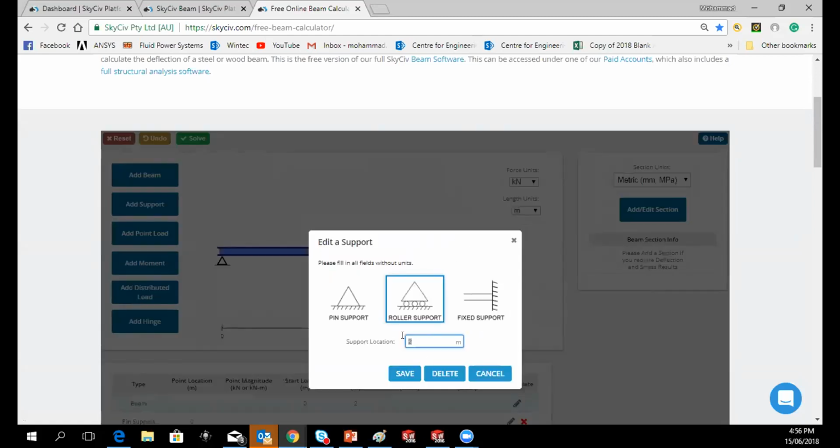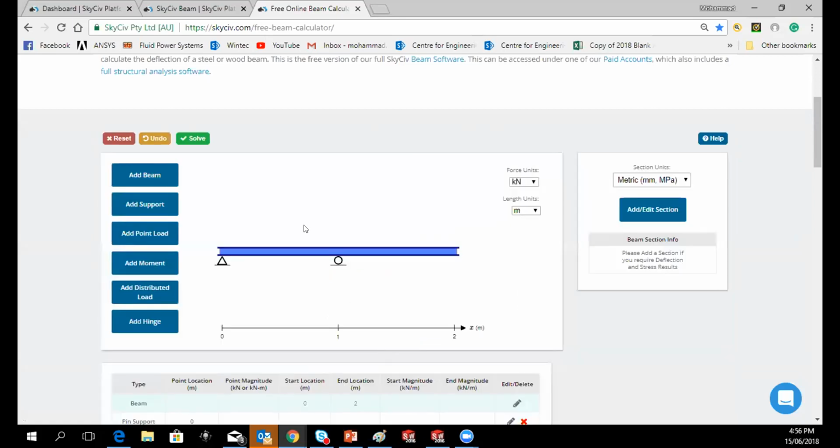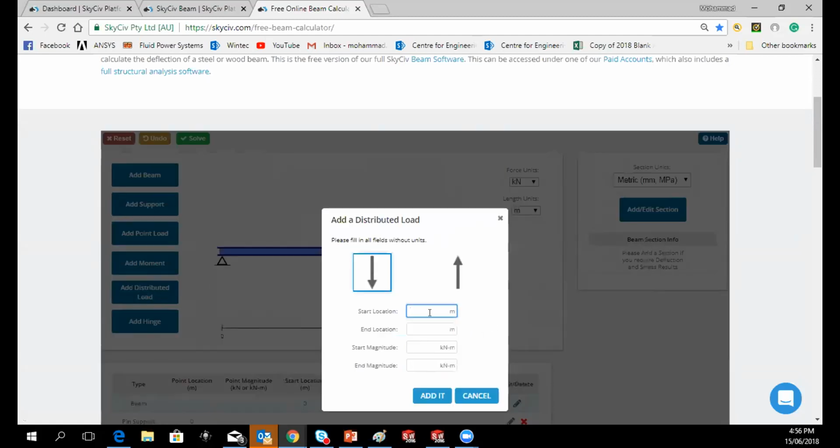Let's do it at 1. So we have one end that is free. The entire length of the beam is 2 meters. Now we can add a distributed load. Start location, let's say 0.5, and end location is 1.5.